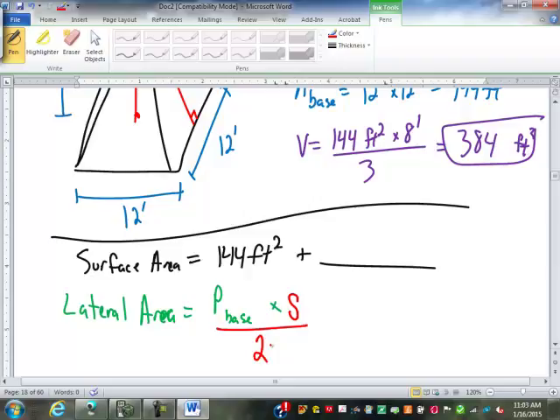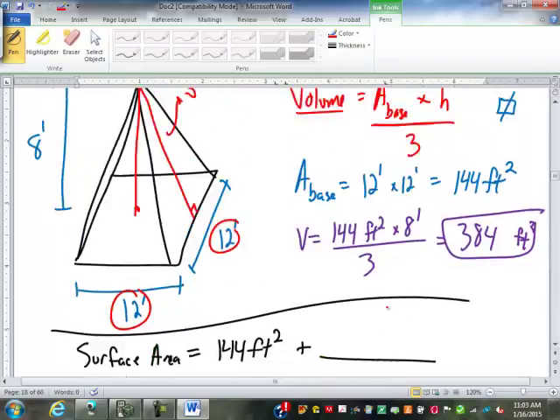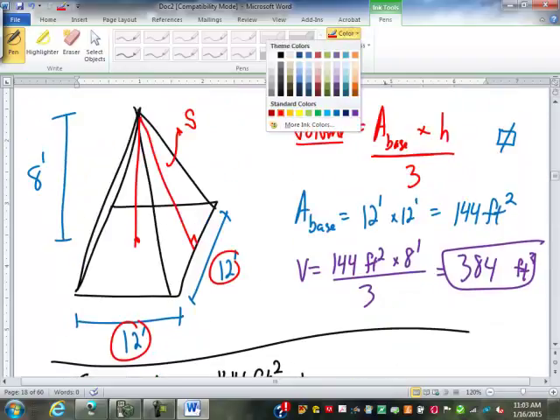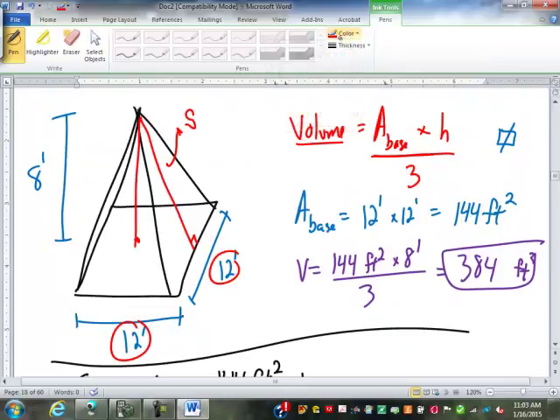Now remember, lateral area is an area, which is 2 dimensions. We divide by 2. So the perimeter of the base here is just 12, 12, 12, and 12. It's going to be 48 feet. We need to figure out the slant height. To do the slant height, we know that this height here is 8 feet. This is half of the 12, which is 6 feet.